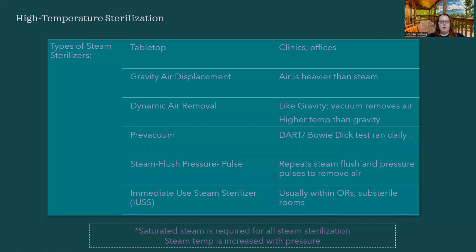Okay. Notice down here it says saturated steam is required for all steam sterilizers. So you have to have steam. That's the whole purpose. And then the steam temperature is increased with pressure. So the more pressure you put in that container, the higher the temperature will go.